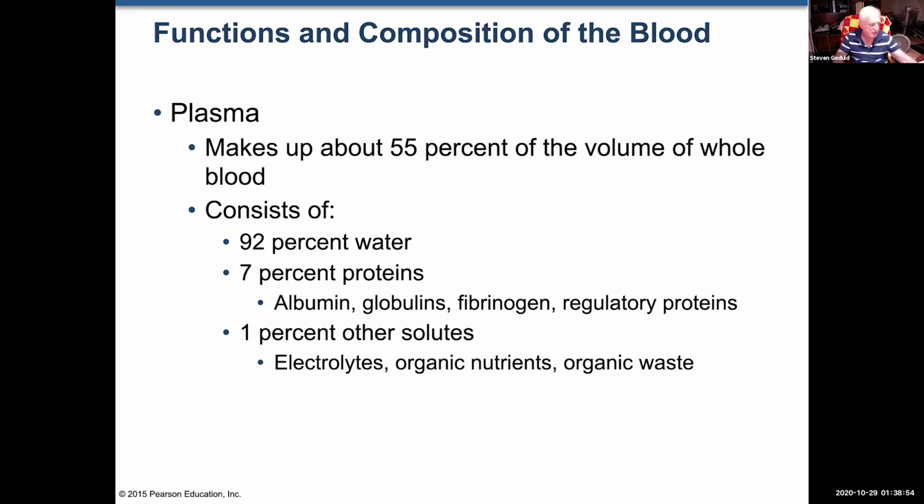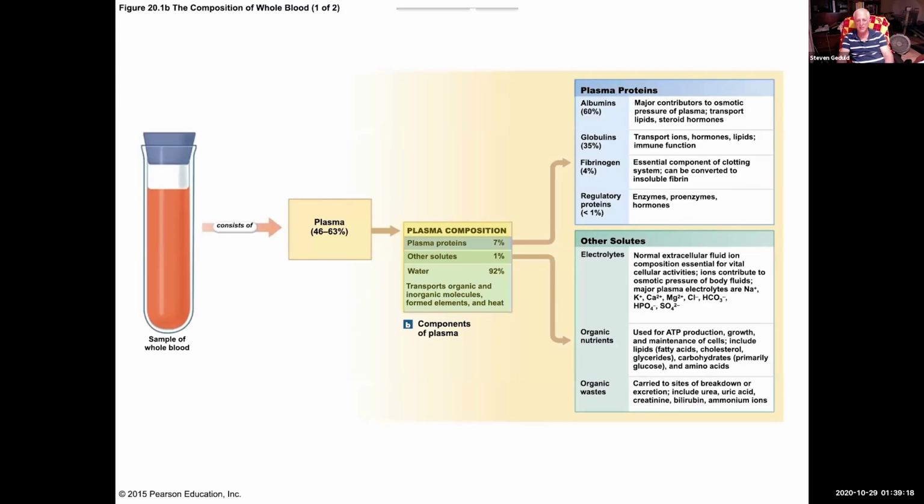Like we said, it consists of 92% water, 7% protein. Those proteins are your albumin, your globulins, your fibrinogen, and your regulatory proteins. And 1% the other solids, like your electrolytes, sodium, potassium, chlorine, sulfate, things like that. Organic nutrients and organic waste. And that's what makes it plasma. Okay, and that's the same slide we showed before. It shows the whole blood and the composition of plasma, what plasma is made of. Mostly water, 92% water.